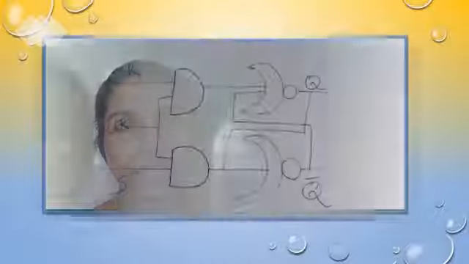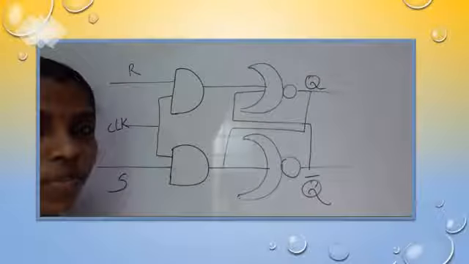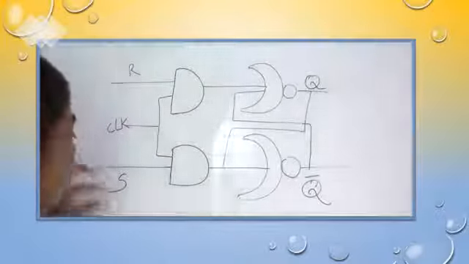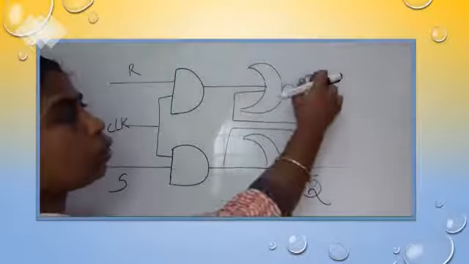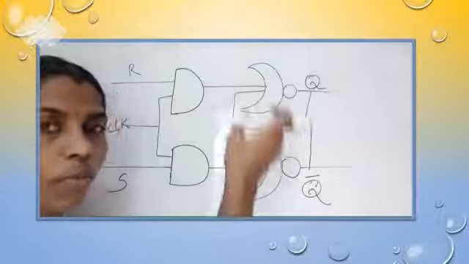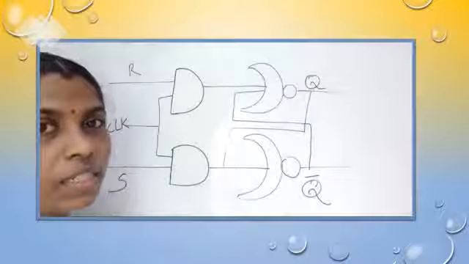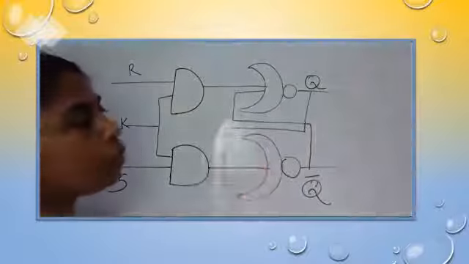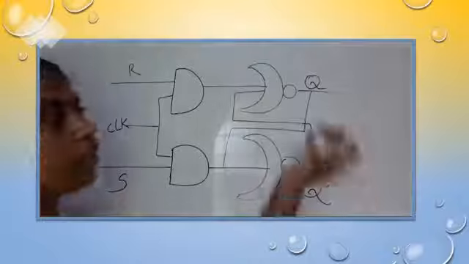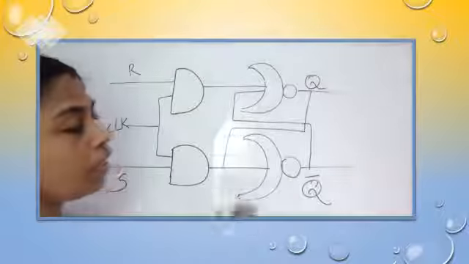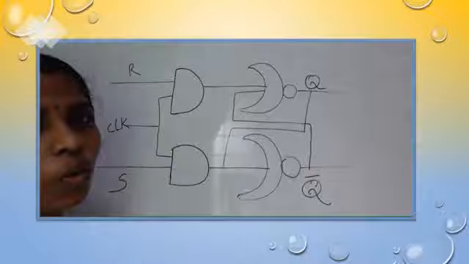Clear? Next, I am going to explain the SR flip-flop with the circuit diagram. This is the circuit diagram of the SR flip-flop. It has two inputs, S and R, and two outputs, Q and Q dash. Do you know the relation between Q and Q dash? If the value of Q is equal to 1, what will be the value of Q dash? It is equal to 0. If the value of Q is equal to 0, definitely Q dash is equal to 1.